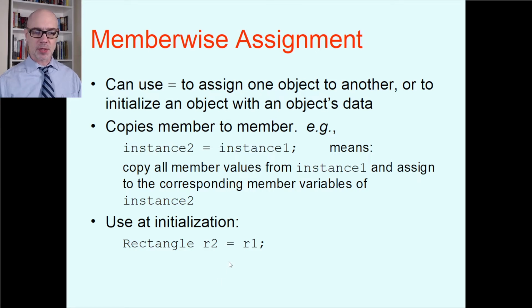Okay, you can use this at initialization. So if I'm declaring a rectangle called R2 and I already have one called R1 that's set up for me, I can just put down equals R1, and as the R2 object gets created, it copies all the members into R2. Okay, so hopefully that's pretty clear and pretty obvious.